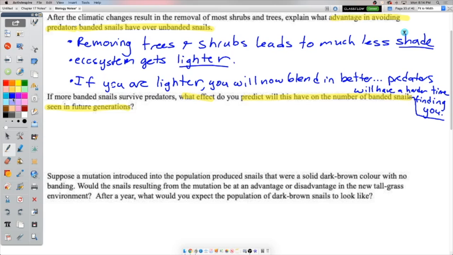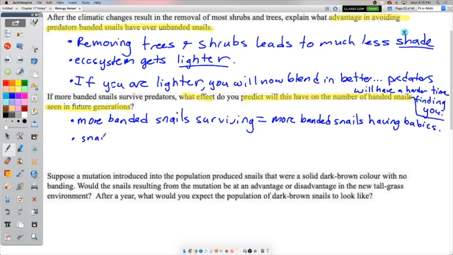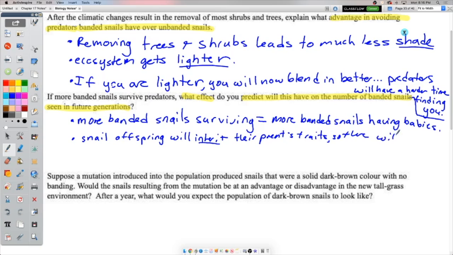So if there are more lightly striped snails surviving, what do you think the next generation is going to look like? It's probably going to have more lightly striped snails because guess what? Those are the ones surviving to now have babies, and their babies are going to look like them. Right? So essentially, you will see more banded snails in the future. The light stripes seem to be a good thing.